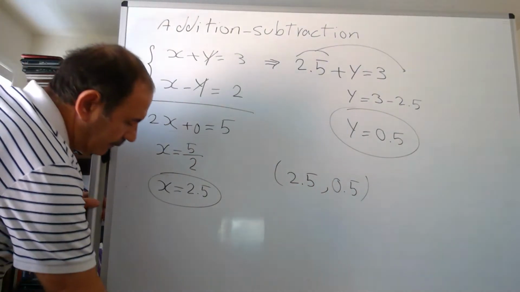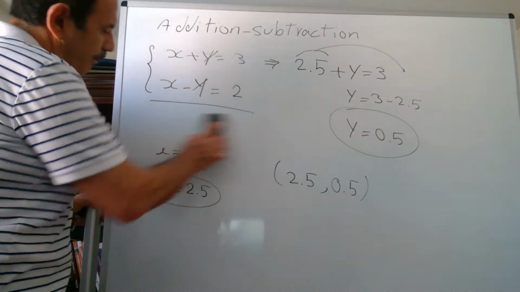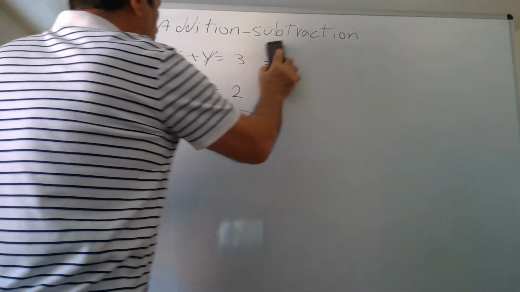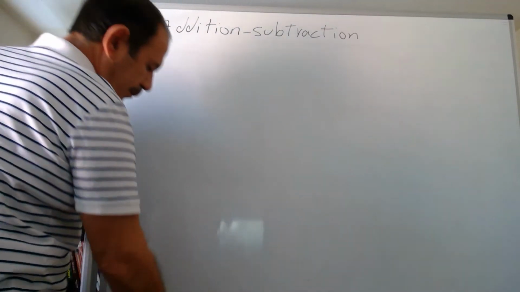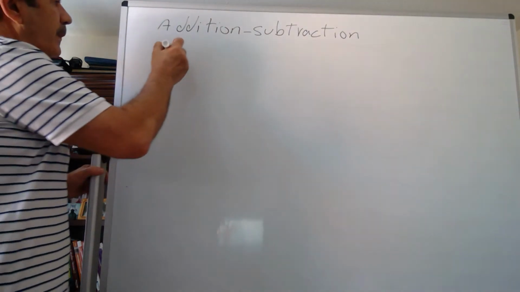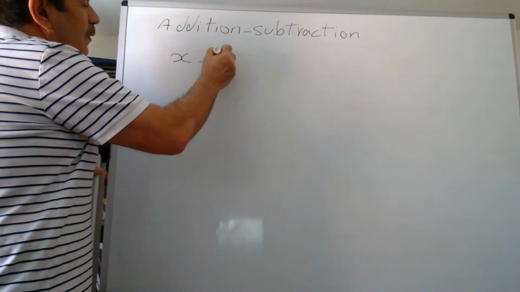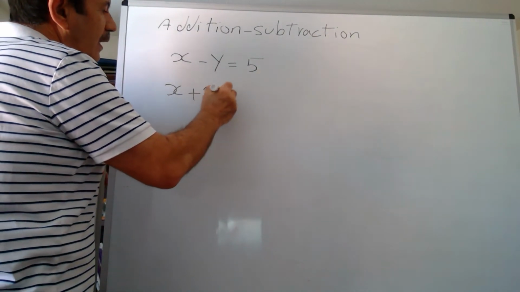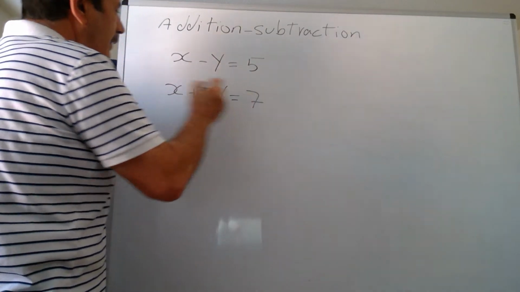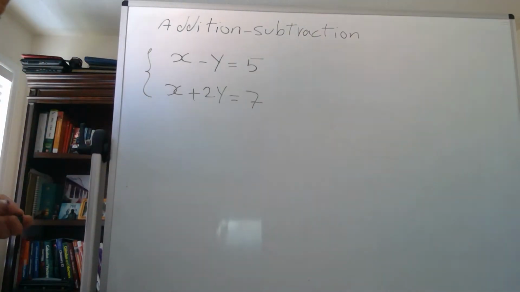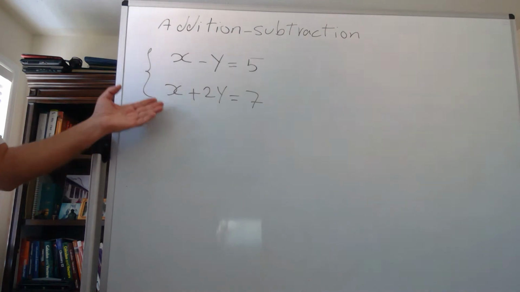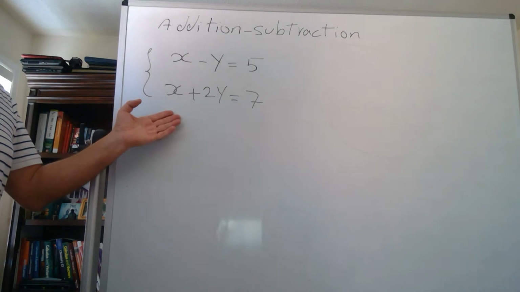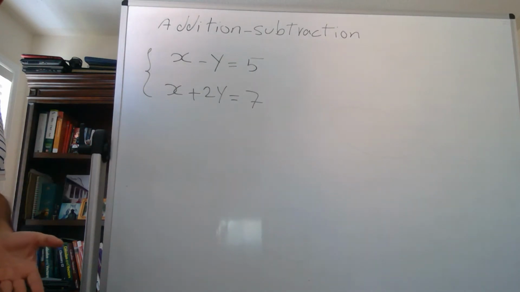Let's do another example. x minus y is equal to 5. x plus 2y is equal to 7. I'm just making up the equations. Now for this one, as you see, if we add them or subtract them, none of the variables is going to be eliminated. What can we do?